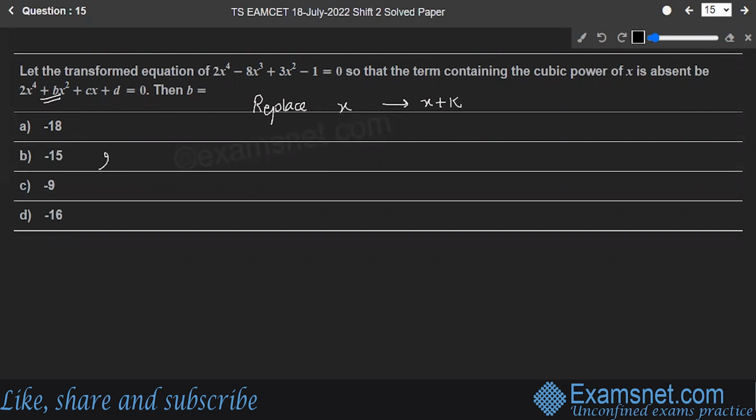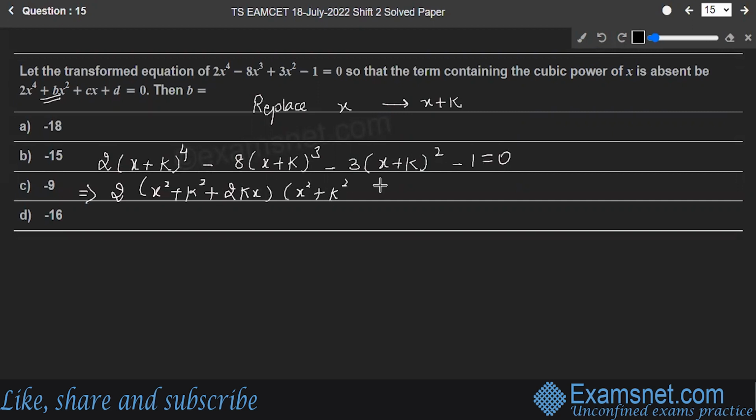So this equation will become 2 into x plus k whole power 4 minus 8 into x plus k whole power 3 minus 3 into x plus k whole square plus 1 minus 1 is equal to 0. So let's open up. This x plus k whole raised to power 4 can be seen as x plus k square into x plus k square. So I'm opening it right away. 2 into x square plus k square plus 2kx into x square plus k square plus 2kx, minus 8 into x plus k into x square plus k square plus 2kx, minus 3 into x square plus k square plus 2kx, minus 1 is equal to 0. Okay, so let's solve it further.